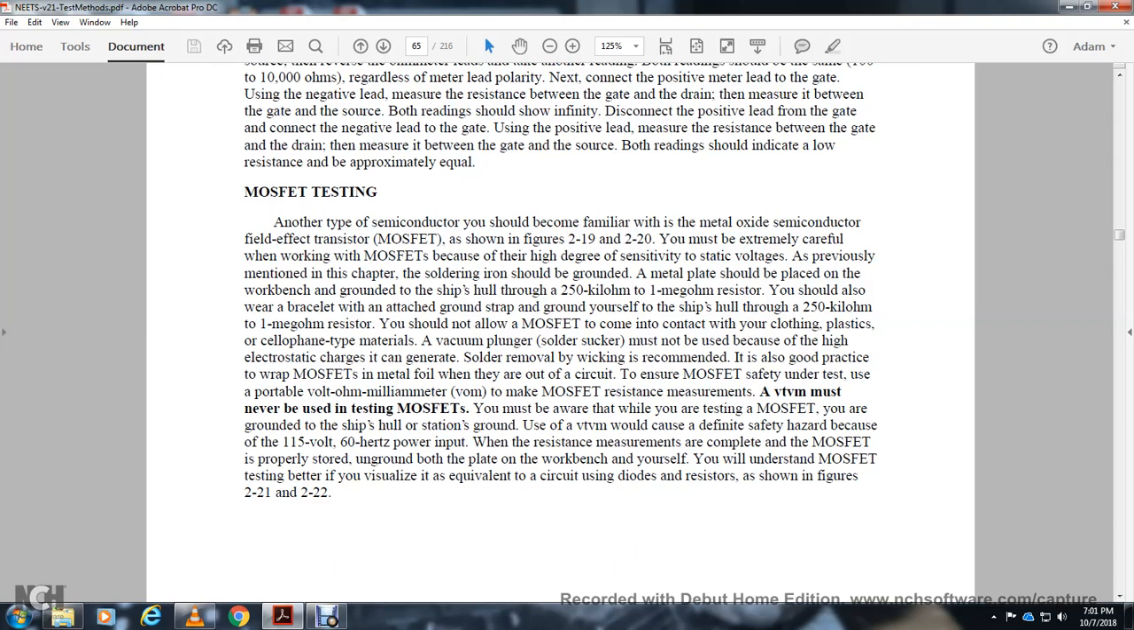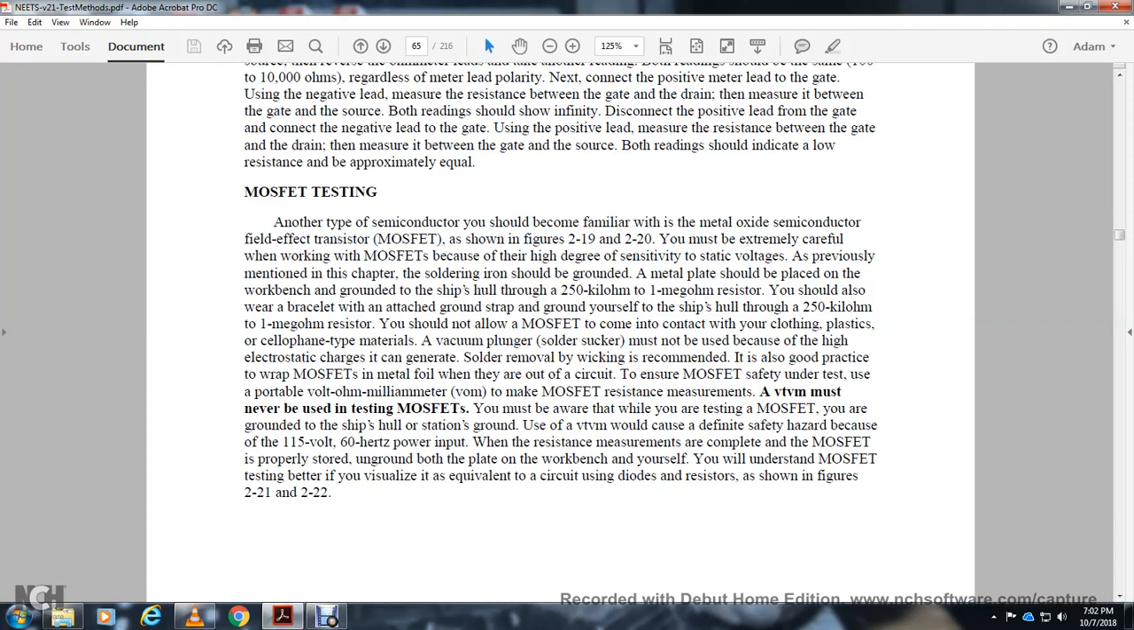You should know that the MOSFET must not come in contact with clothing or cellophane-type material. A vacuum plunger for solder removal with minimal speed is used to avoid a high electrostatic charge that can be generated. Solder removal by wicking is recommended. It is good practice to wrap the MOSFET in metal foil, as with other types of transistors, when they are out of circuit.